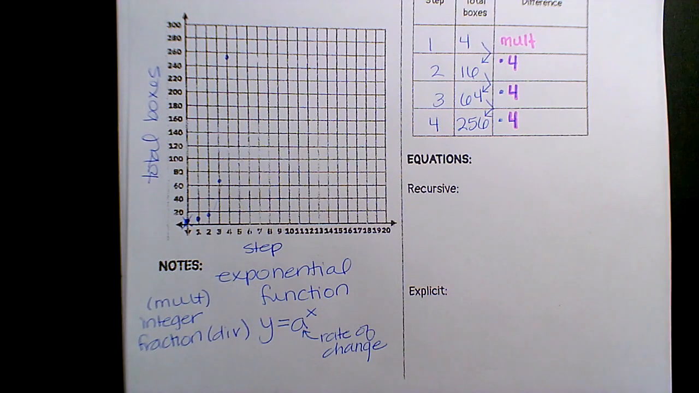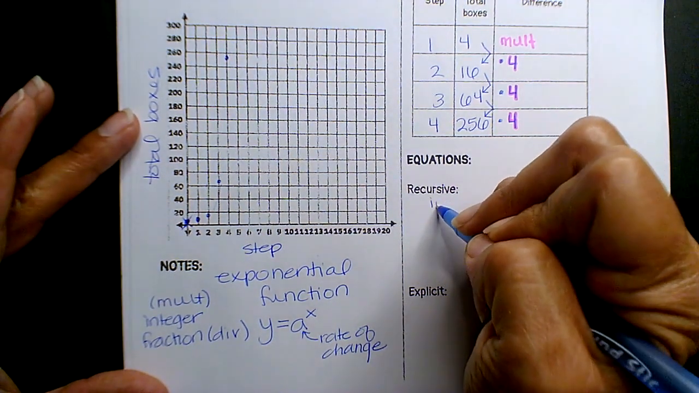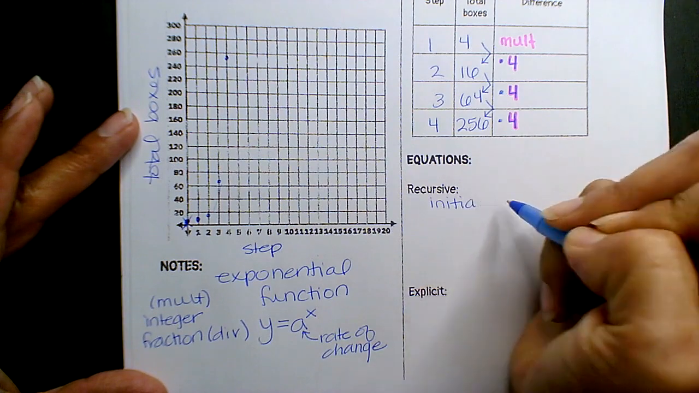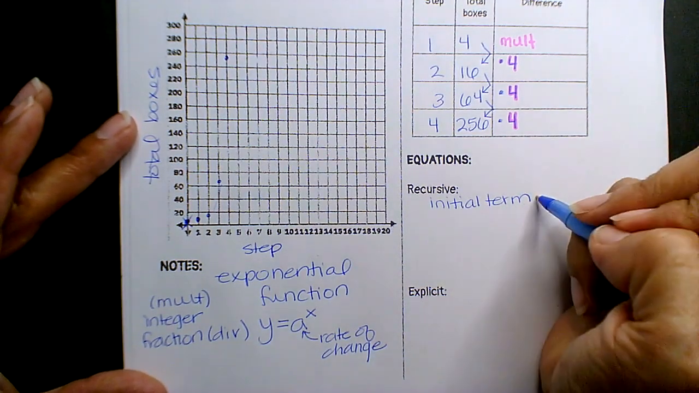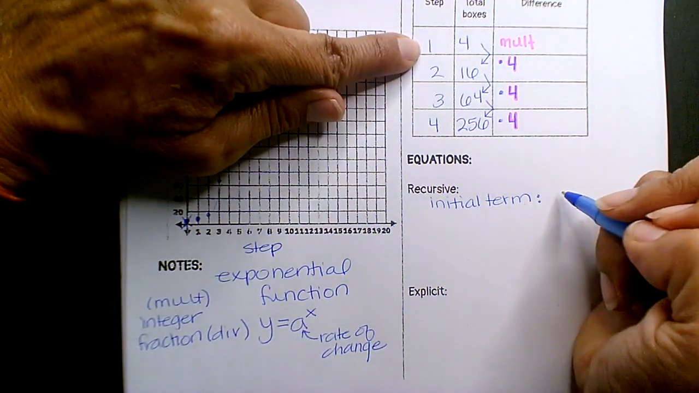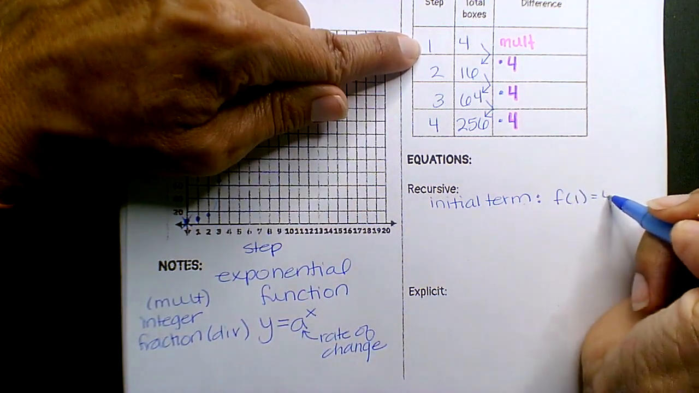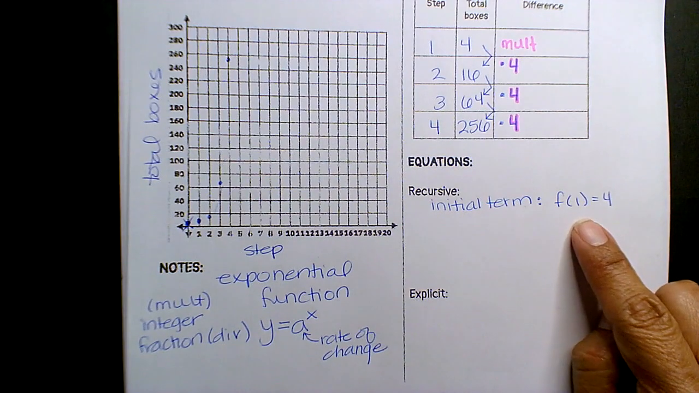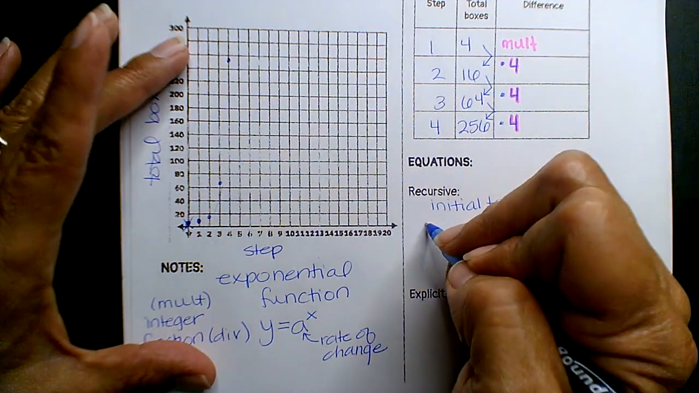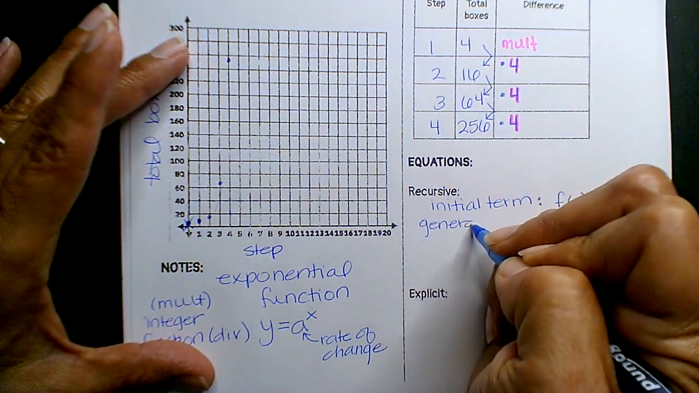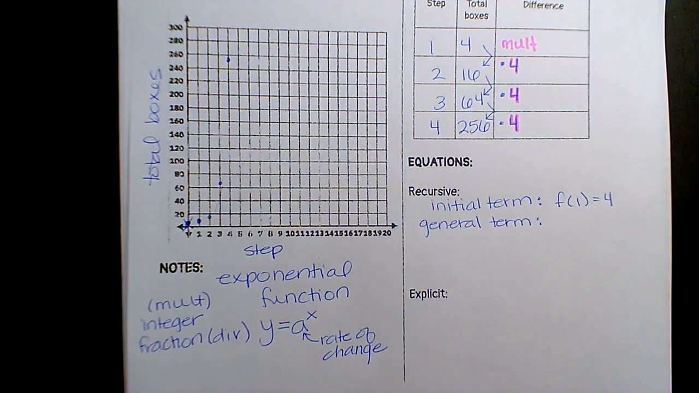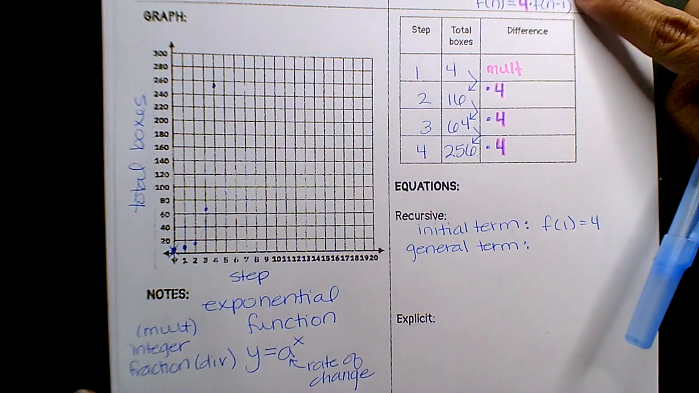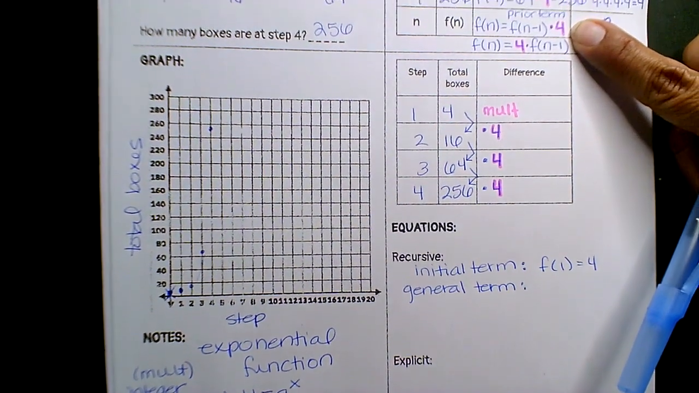Okay. All right, how do you write recursive and explicit? Remember, recursive, you need 2 terms. Initial term, and this is the one students like to forget, and it's the easiest one because it's the very first term. F of 1 is equal to 4. You guys get so wrapped up in the general rule and figuring it out that you just forget to write the initial term. And that one was what you wrote up here.